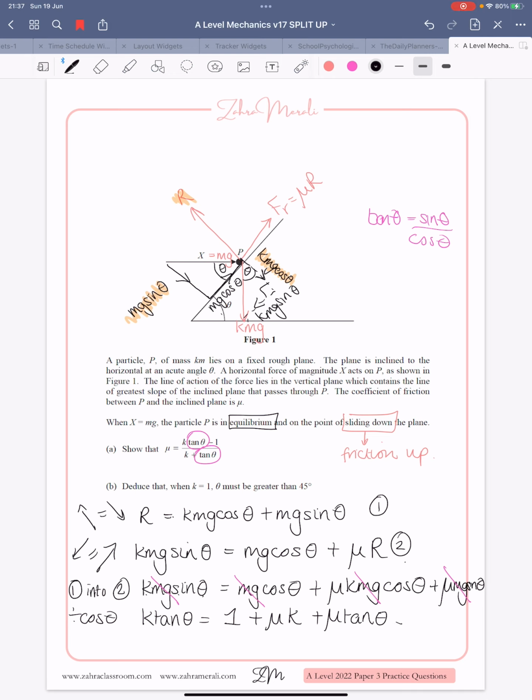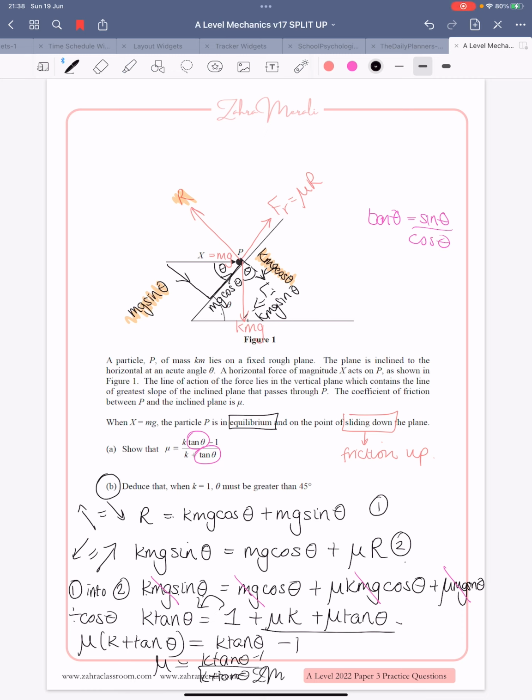Now I can put the mu on this side: mu times k plus tan theta. So I've just essentially rearranged it. Then this can go there. So I get k tan theta minus 1. And hopefully you can see when you divide through by that, you end up with the solution. Sorry, it's gone right into the bottom, but that's what we get there.